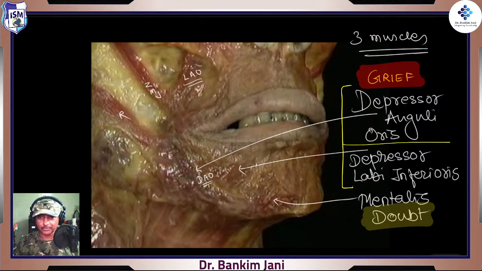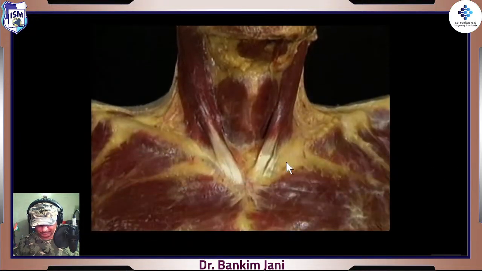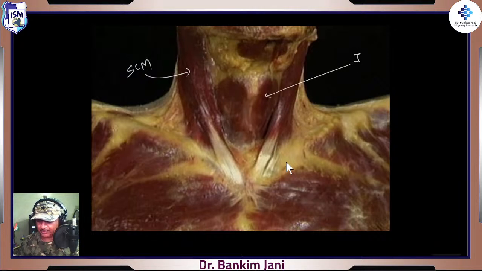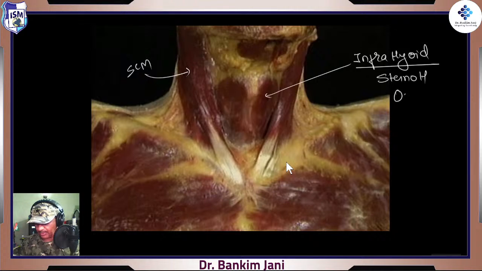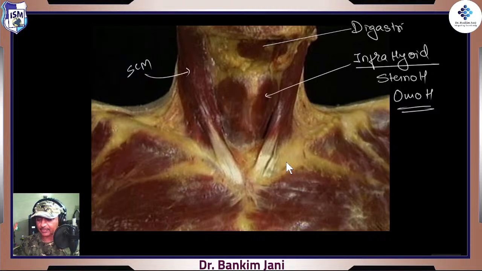We now move on to this neck. Sternocleidomastoid, you know it so well. These are all infrahyoid muscles. So medially, stylohyoid, and then omohyoid, sternohyoid, then omohyoid. All those, you know that. And this is the digastric, anterior belly of digastric. So these are the muscles.